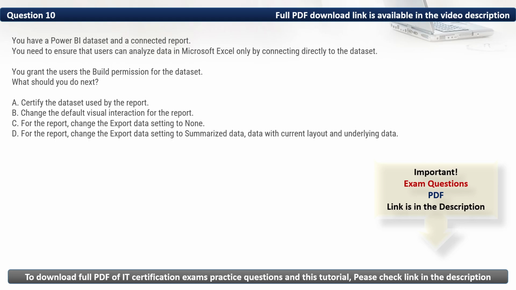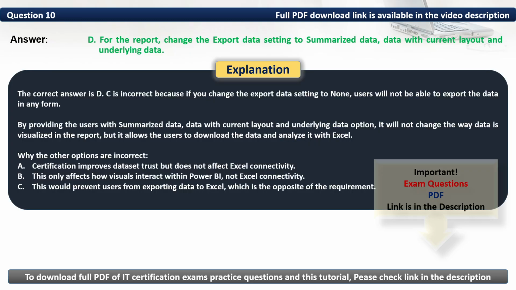As such, we should, for the report, change the export data setting to summarized data, data with current layout and underlying data. As such, the correct option is D. The correct answer is D. C is incorrect because if you change the export data settings to none, users will not be able to export the data in any form. By providing the users with the summarized data, data with current layout, and underlying data option, it will not change the way data is visualized in the report, but it allows the users to download the data and analyze it with Excel.